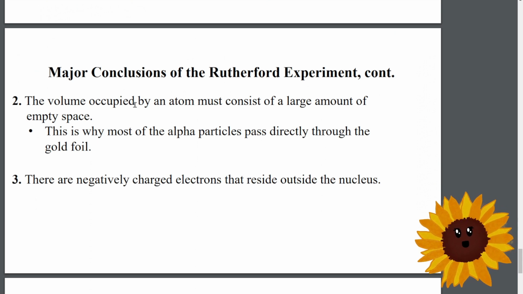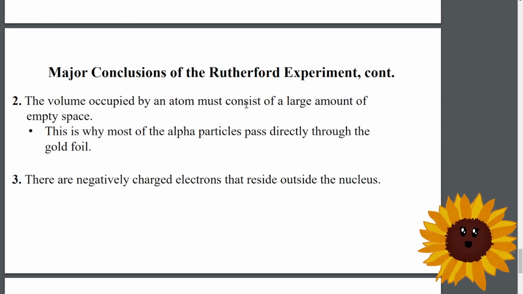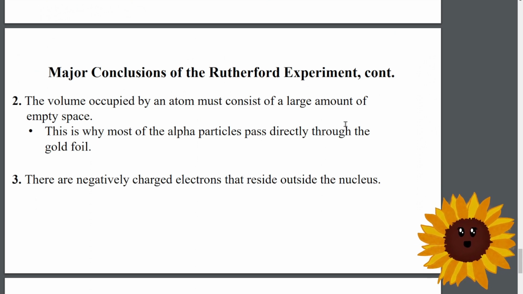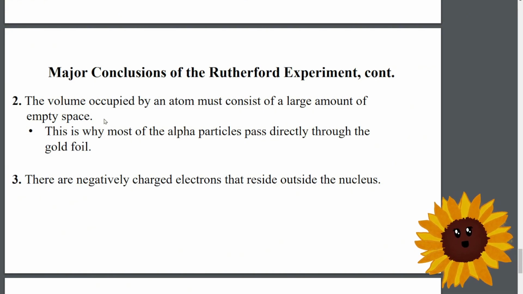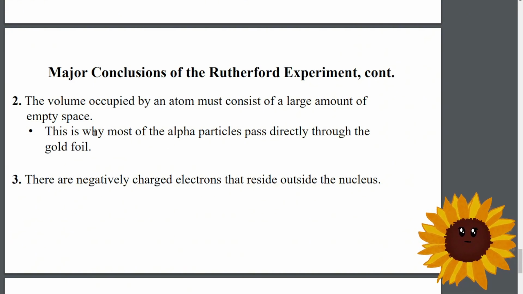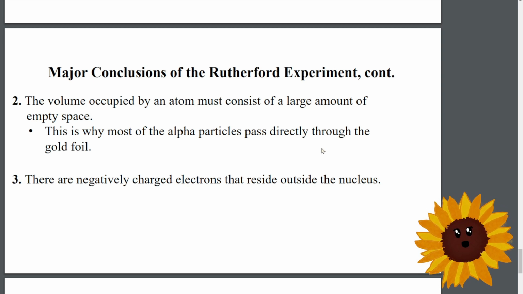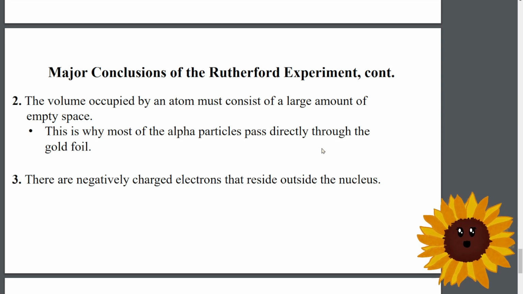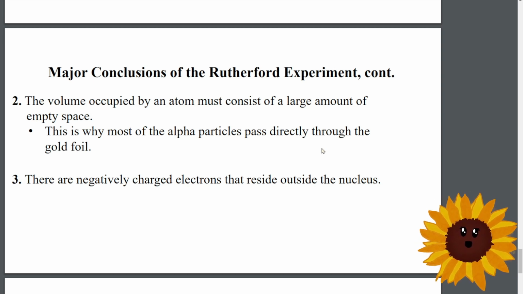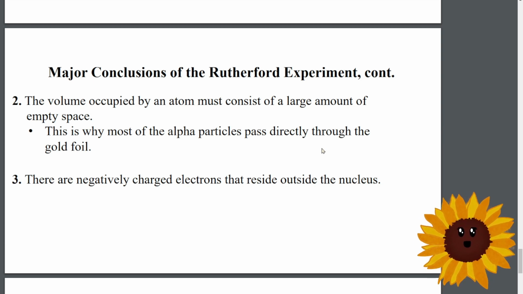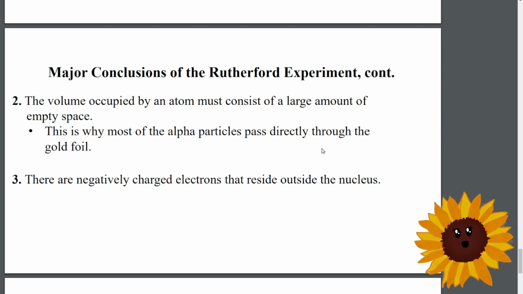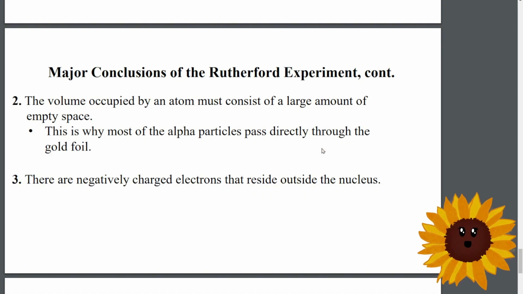So the major conclusion is that the volume occupied by an atom must consist of a large amount of empty space. So the empty space between the nuclei and the electrons. This is why most of the alpha particles passed directly through the gold foil. They weren't really repelled by the electrons bouncing around everywhere. They were still able to get through. There are negatively charged electrons that reside outside the nucleus, and those are the ones that are flying around randomly.